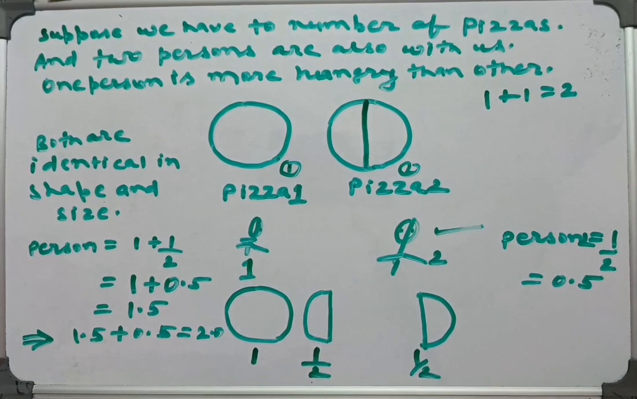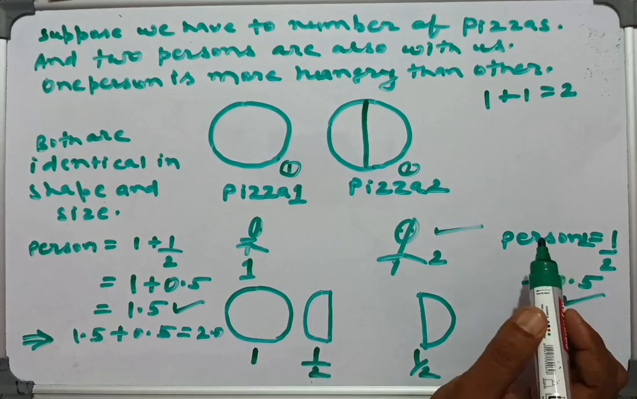Hence now see guys, when the number is not a whole number, or is in between two whole numbers, then the concept of a decimal number comes here. See here, person 1 gets 1.5 and the second one gets 0.5.